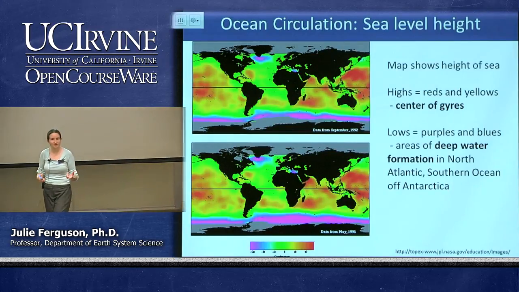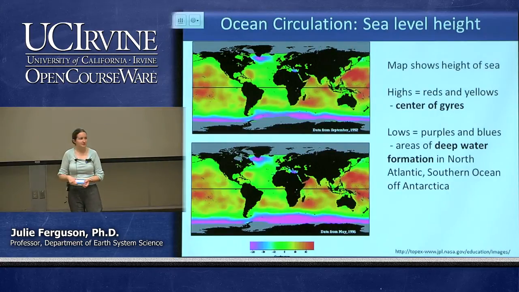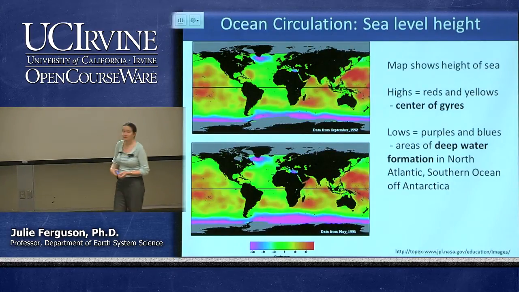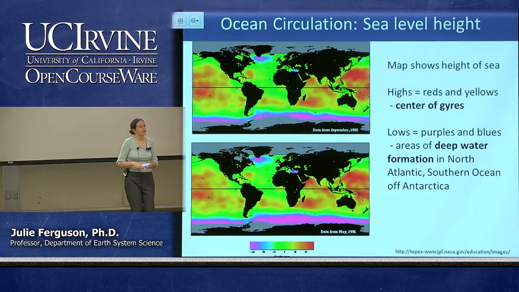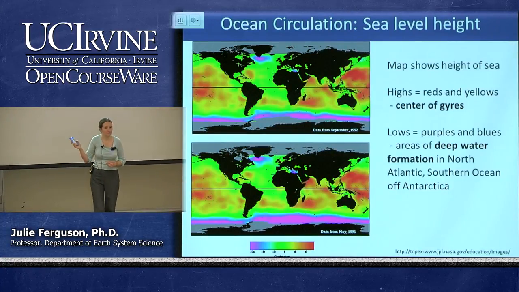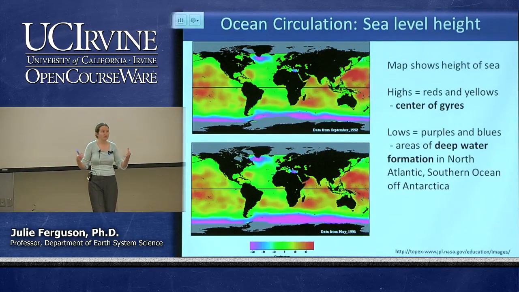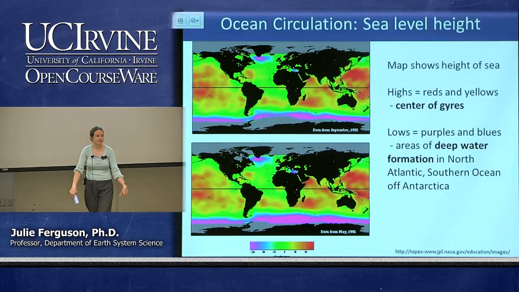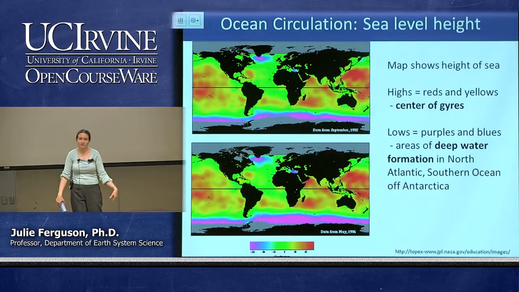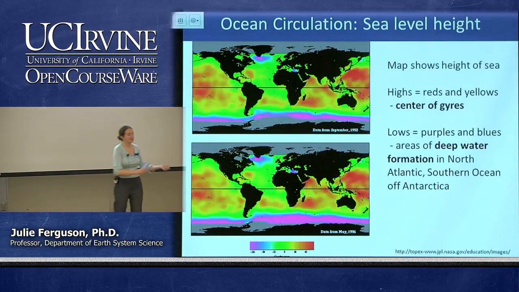Where are our areas of lows? Where are our blues and purples? The Southern Ocean, absolutely. And also there's a little pocket up near Greenland. And here we've got much lower sea surface temperatures. And this is where our deep water forms. This is where we have surface water that becomes really cold and salty and dense, and it sinks. And it sinks right down to the bottom of the oceans. Okay? So those areas where we have lows are where we have deep ocean formation.